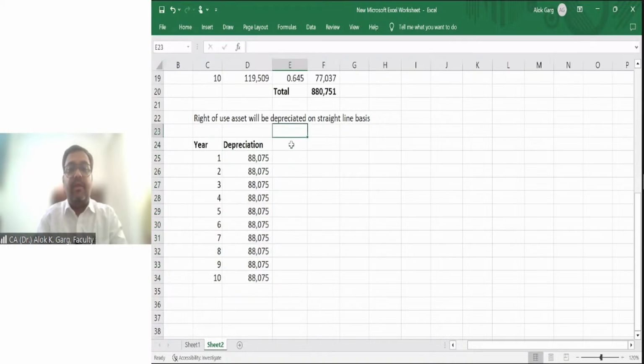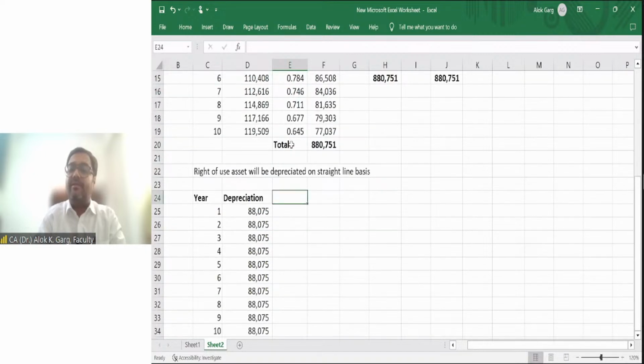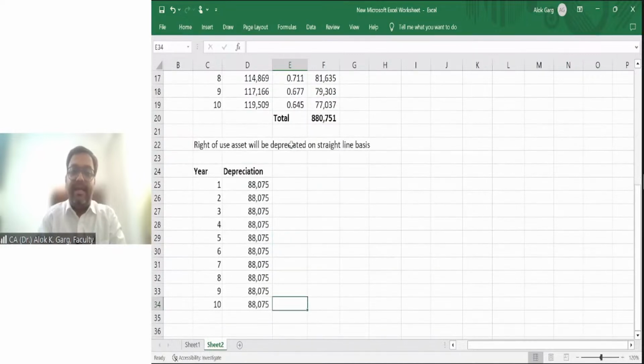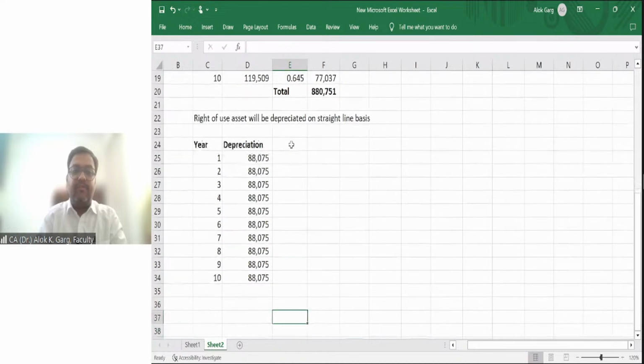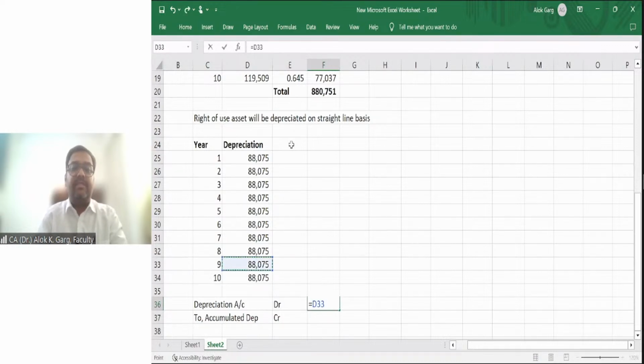This is the depreciation. What about lease liability? By this, your right of use asset carrying value will be reduced. At the end of the 10th year, your right of use asset will become zero. Clear? What is the accounting entry? Depreciation account debit to accumulated depreciation. The net block will become zero at the end of the 10th year by this amount every year.